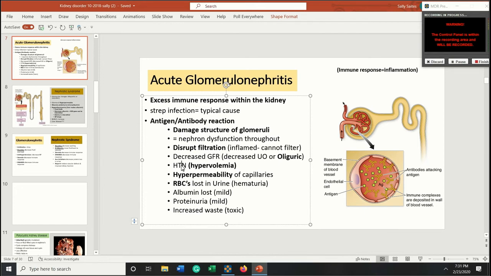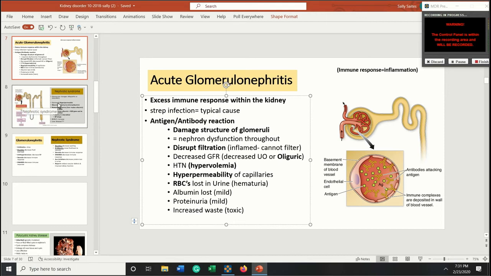Also with hypertension, if our kidney is not being perfused properly, it could actually instigate the RAS system, because the RAS system wants to perfuse our kidneys properly, and that then makes this hypervolemia even worse.